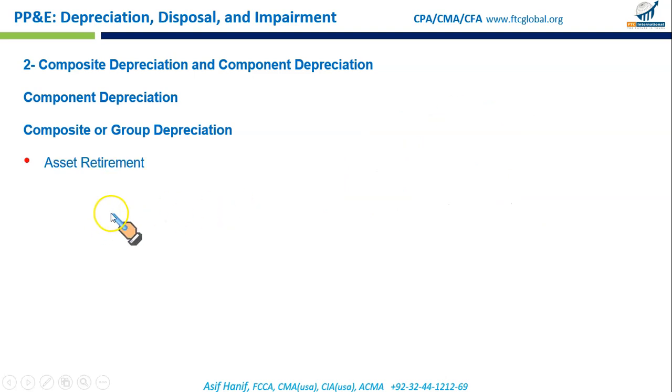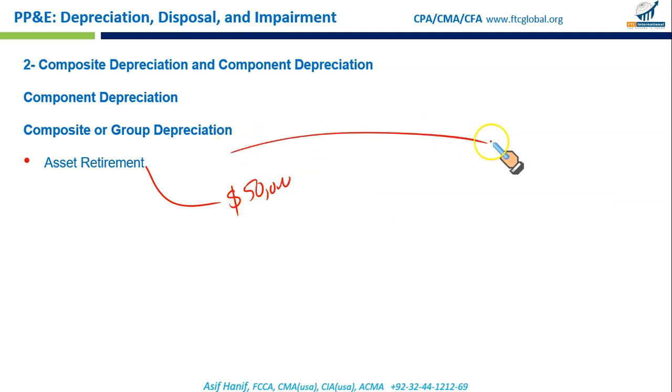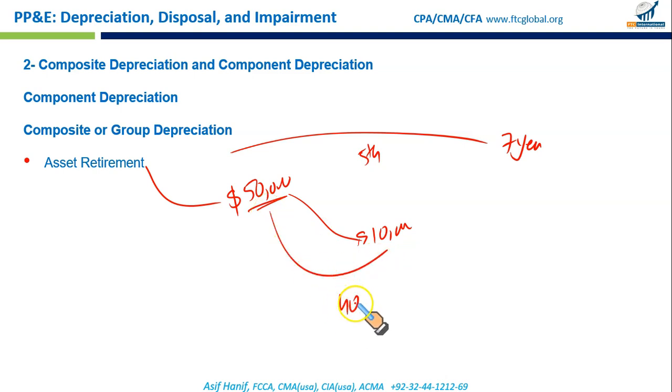So within this, we have a subtopic, asset retirement. So when an asset from the group is sold or retired, let's say we purchase for the initial figure of, let's say, $50,000, and let's say the average life of the assets in this group is 7 years, and this asset was sold, let's say, in the 5th year, right? So it has an original cost of $50,000. It's being sold for $10,000. The difference, $40,000, apparently is a loss.